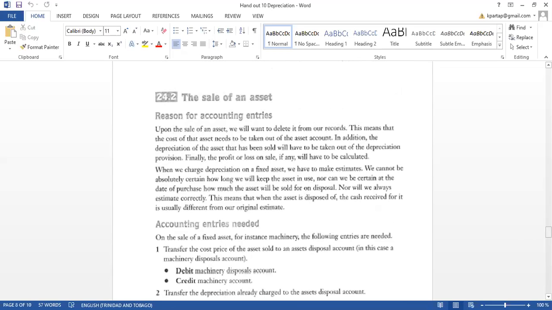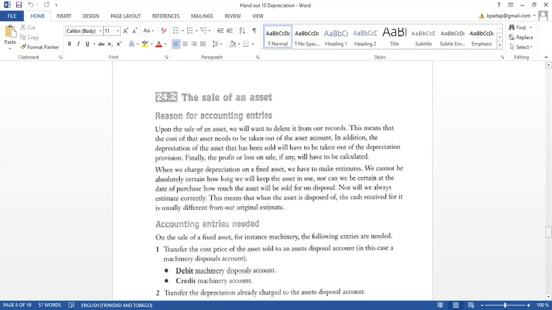This means that the cost of that asset needs to be taken out of the asset account. In addition, depreciation of the asset that has been sold will have to be taken out of depreciation. Profit and loss on sale, if any, will have to be calculated. When we charge depreciation on a fixed asset, we'll have to make estimates. We cannot be absolutely certain how long we will keep the asset in use, nor can we be certain at the date of purchase how much the asset will be sold for.